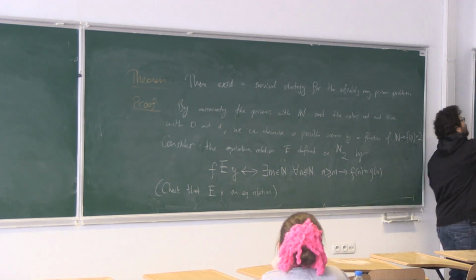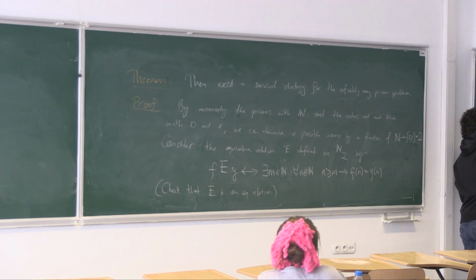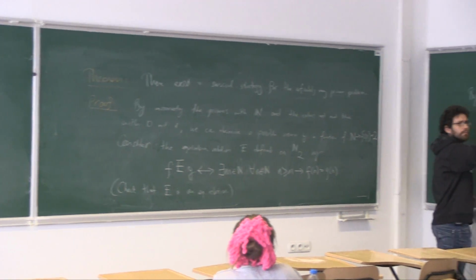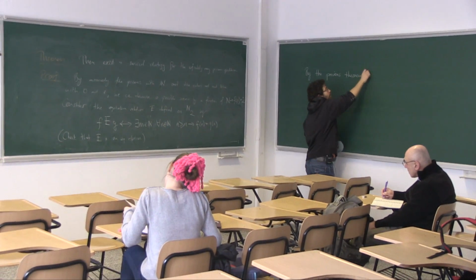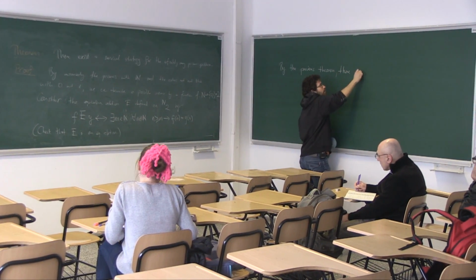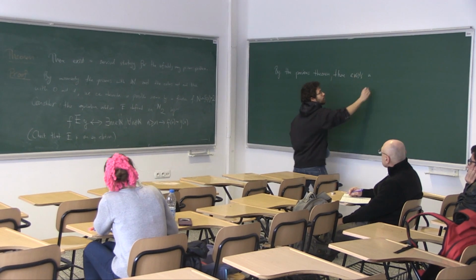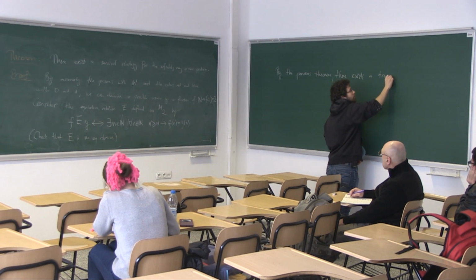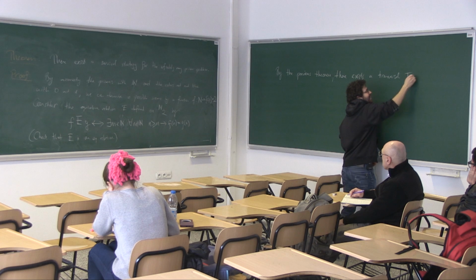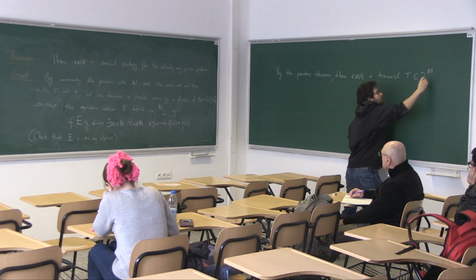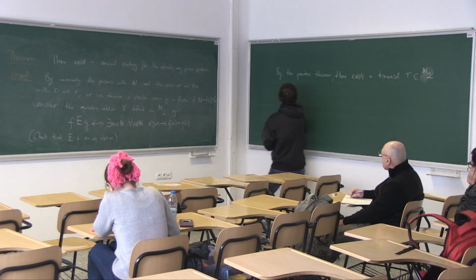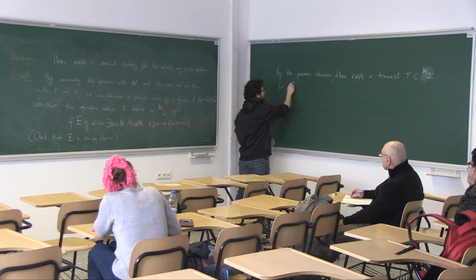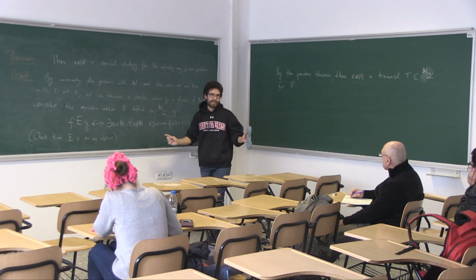By the previous theorem, or was it a lemma? I think it was a lemma. No? Theorem? Okay, let's call it a theorem. There exists a transversal for this equivalence relation, a transversal for E. Okay, this exists.